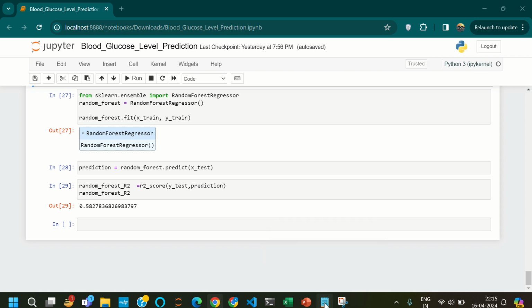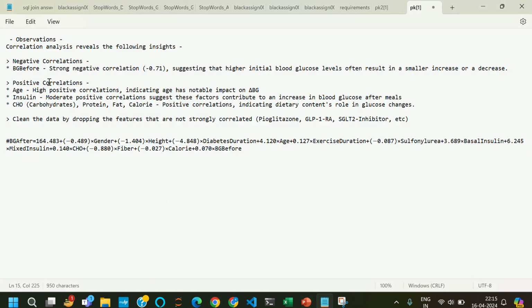Also, we can see these were the observations, like some were very highly correlated, positive correlations, some had negative, and finally we can write this equation which represents the BG after with the mathematical relation with other features. Now I will ask Aman to continue.